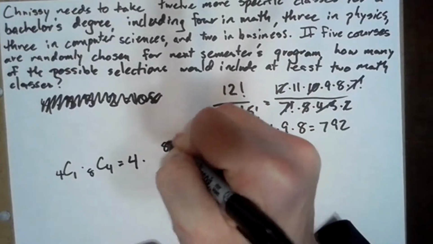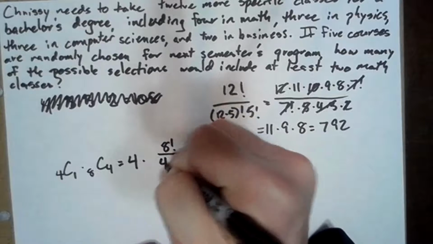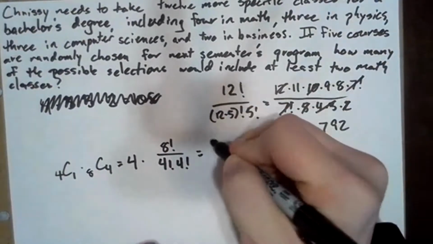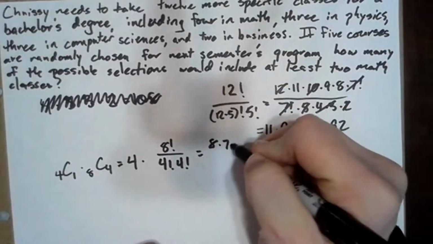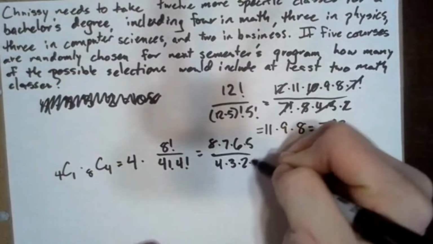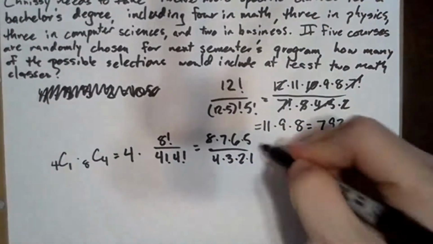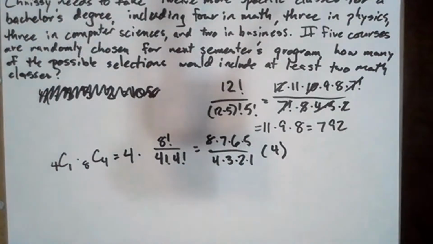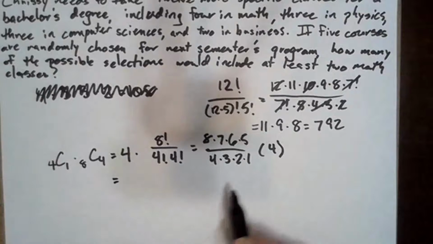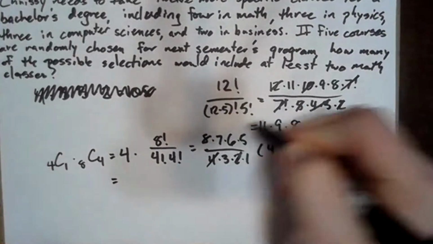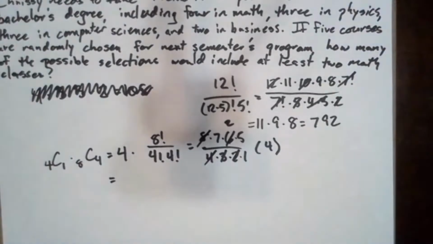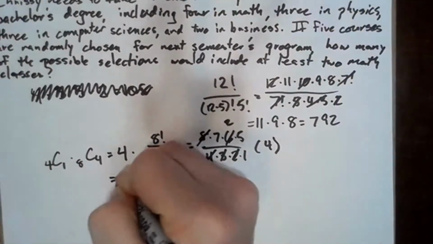is, of course, 8 factorial over 4 factorial times 4 factorial, or 8 times 7 times 6 times 5 over 4 times 3 times 2 times 1, again, times 4. Okay, well, that gets rid of my 8. So this is now 2 times 35 is 70.